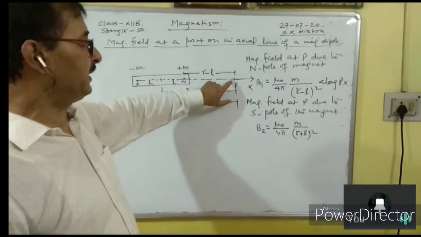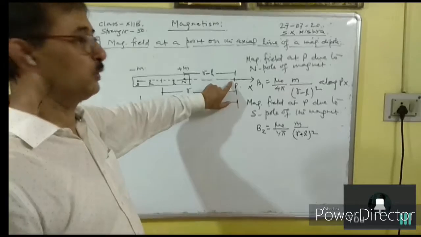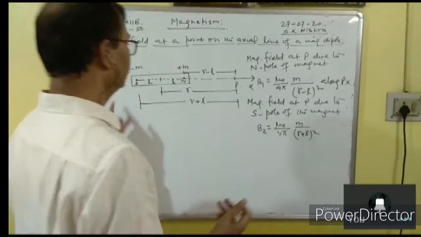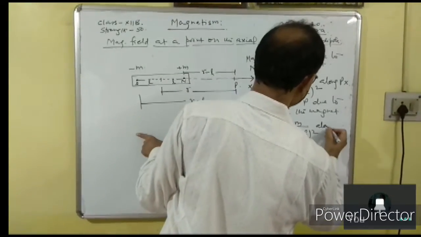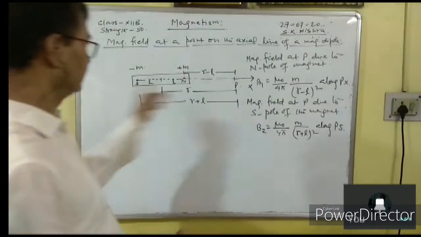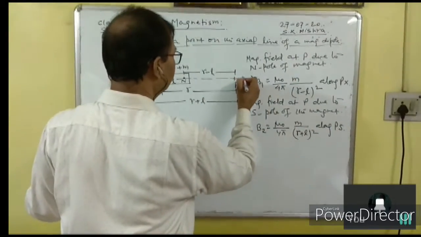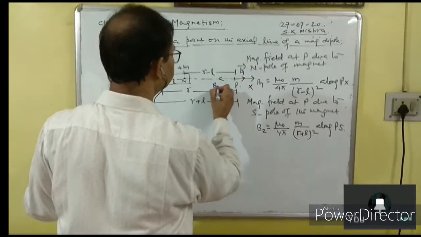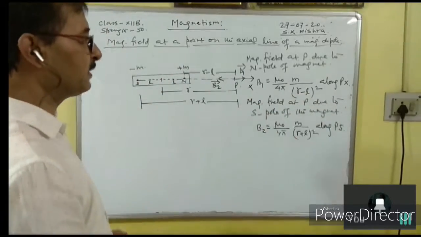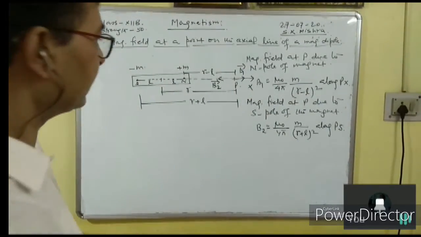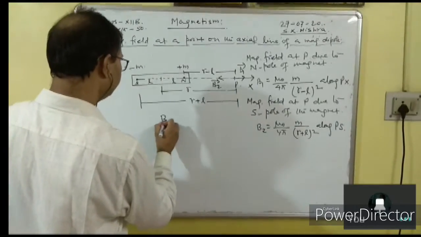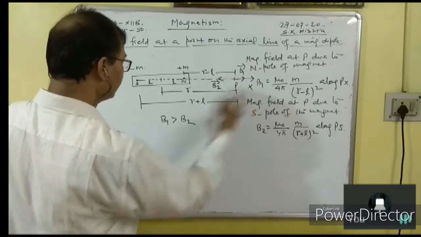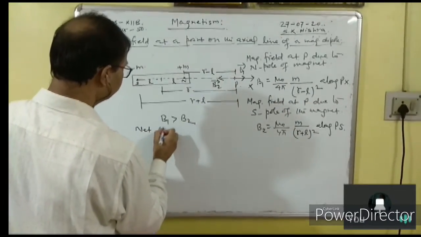Magnetic field at P due to the north pole of the magnet, I mean dipole. So if it is B1, then B1 is mu naught by 4 pi, plus a unit pole here, I mean a pole which has strength equal to unity, and then what is the force exerted by this north pole on unit pole?